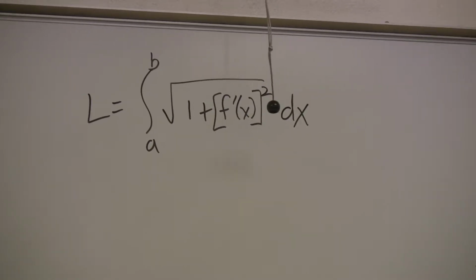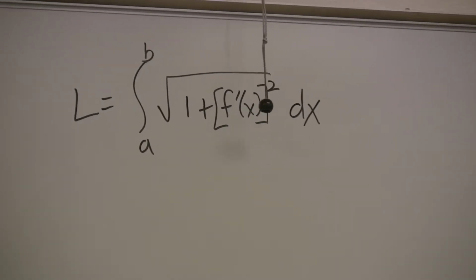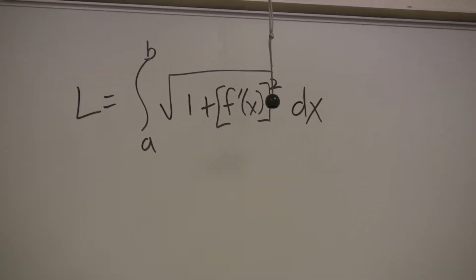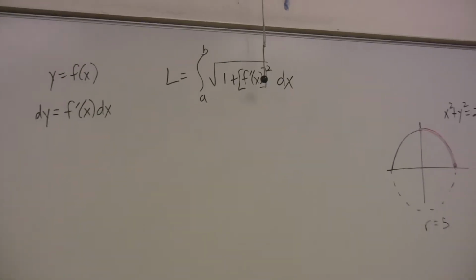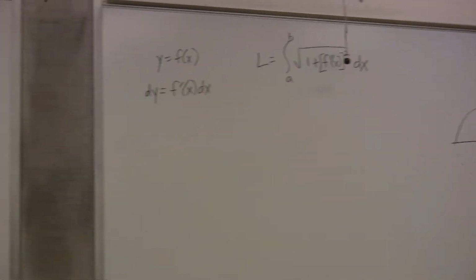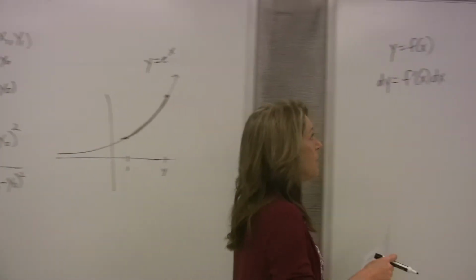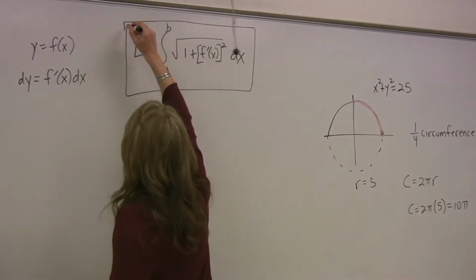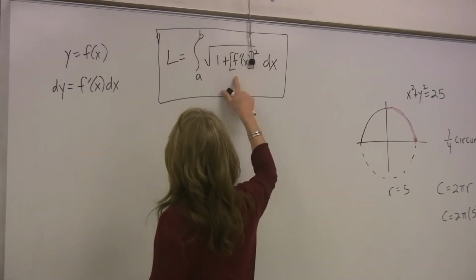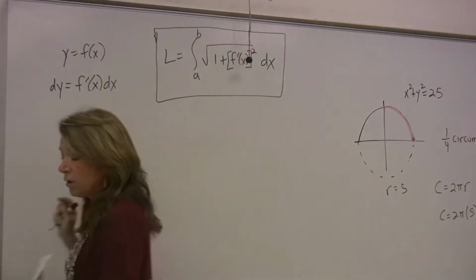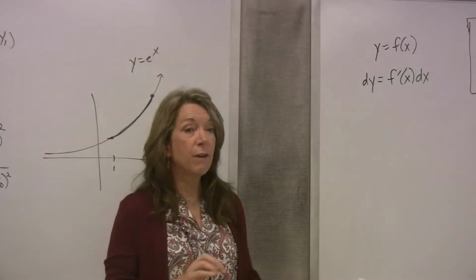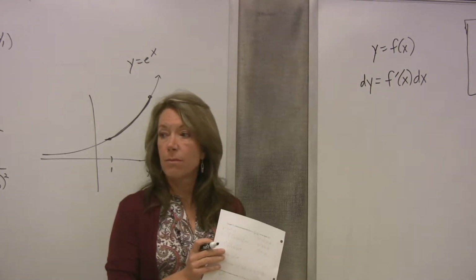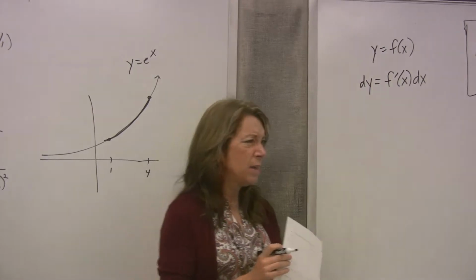That's what you should have somewhere near the bottom of your page, the formula for an arc length. So this formula right here is all we need. We call it the arc length formula. It says that as long as you know your function and you can take its derivative, you can find the length of any curve by using this formula, which we're going to do. Questions on that?